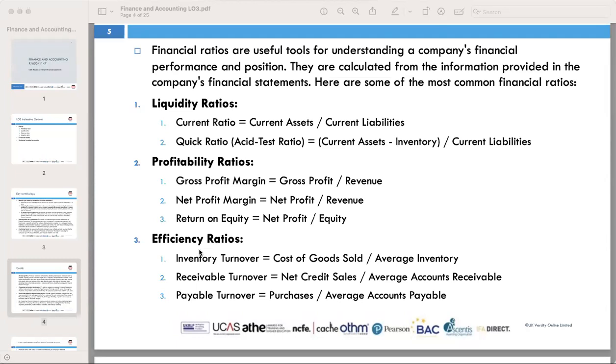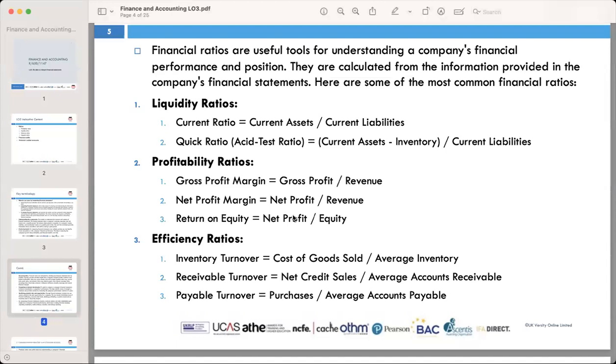So then, return on equity. This ratio measures how effectively a company utilizes its shareholders' equity to generate profit. It is calculated by dividing net profit by equity.